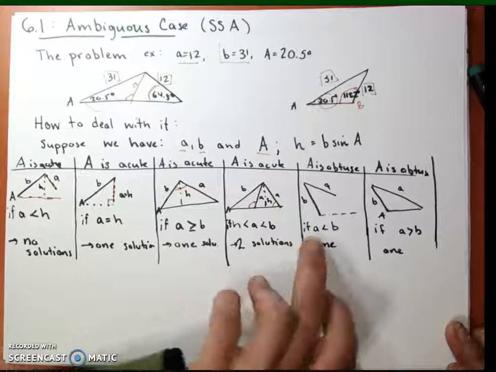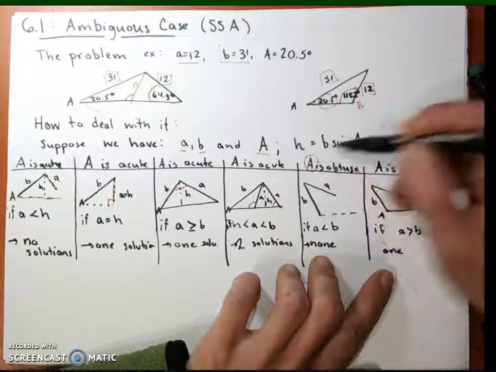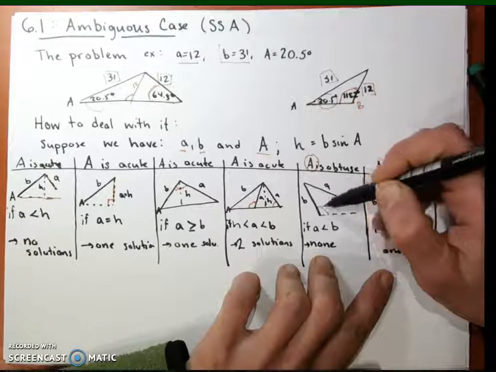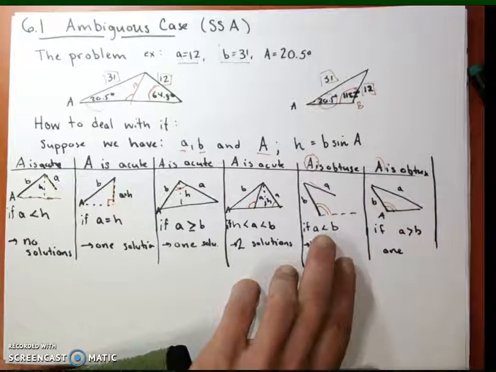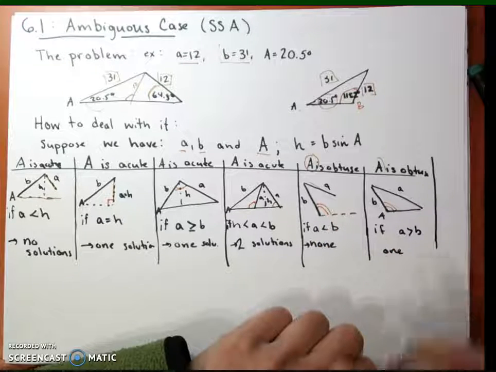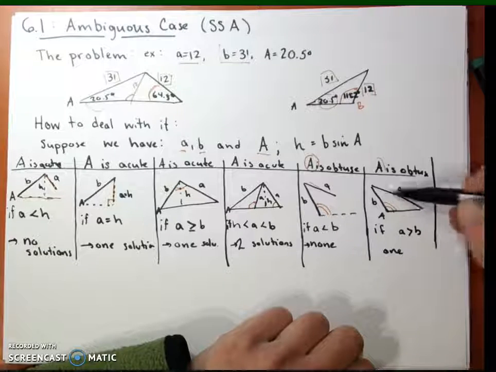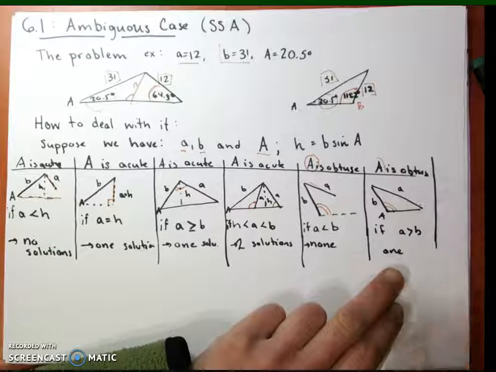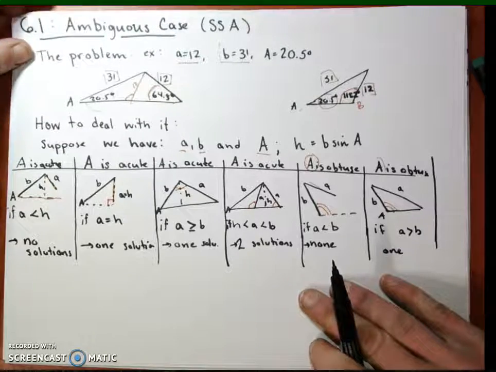And finally, I guess we have two more cases. When our capital A is obtuse, so we've got this big angle bigger than 90, if a is too short, if it's less than b, it can't touch down to complete the triangle, so we get no solutions. But if it's bigger than b, then it does touch down, and we get one solution. So let's see how these rules come into play in a few examples.